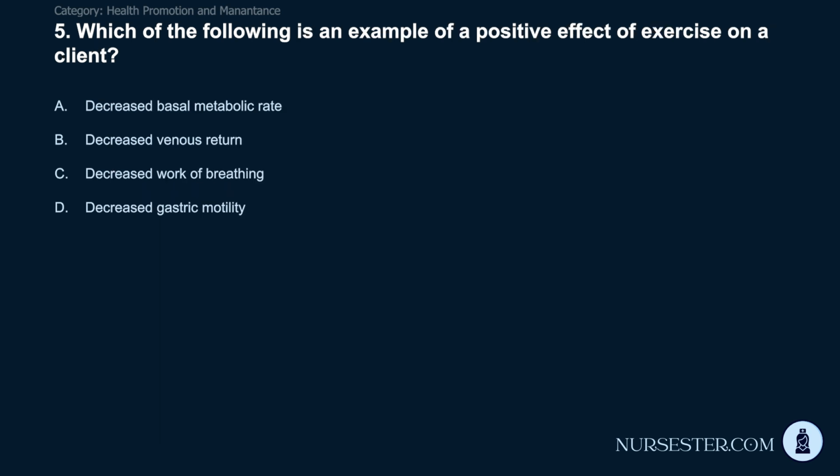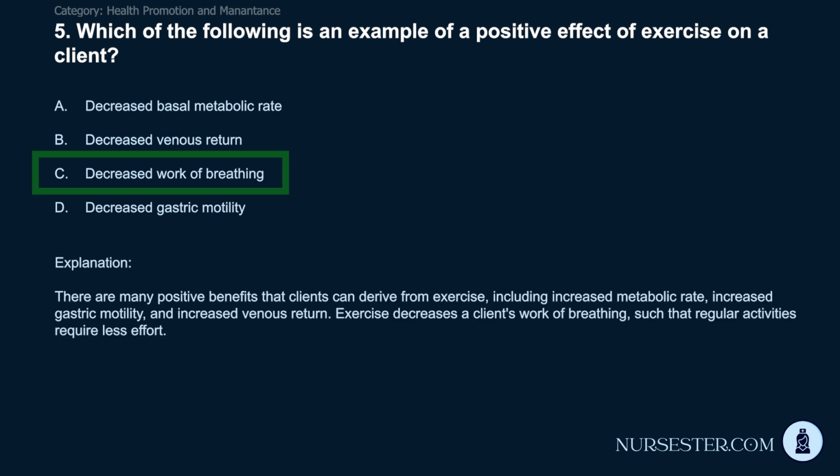5. Which of the following is an example of a positive effect of exercise on a client? A. Decreased basal metabolic rate, B. Decreased venous return, C. Decreased work of breathing, D. Decreased gastric motility. Correct answer, C. Decreased work of breathing. There are many positive benefits that clients can derive from exercise, including increased metabolic rate, increased gastric motility, and increased venous return. Exercise decreases a client's work of breathing, such that regular activities require less effort.